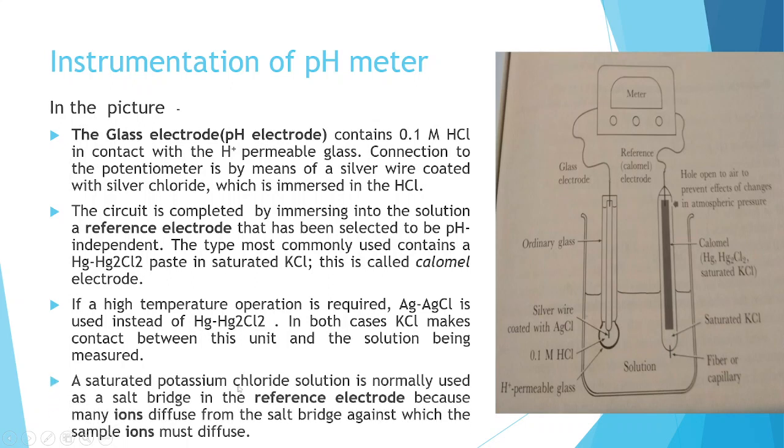A saturated potassium chloride solution is normally used as salt bridge in the reference electrode because many ions diffuse from the salt bridge against which the sample ion must diffuse. So, in part 2 of pH meter, I am going to explain certain terms which are not explained in this, like salt bridge. So please see that also.